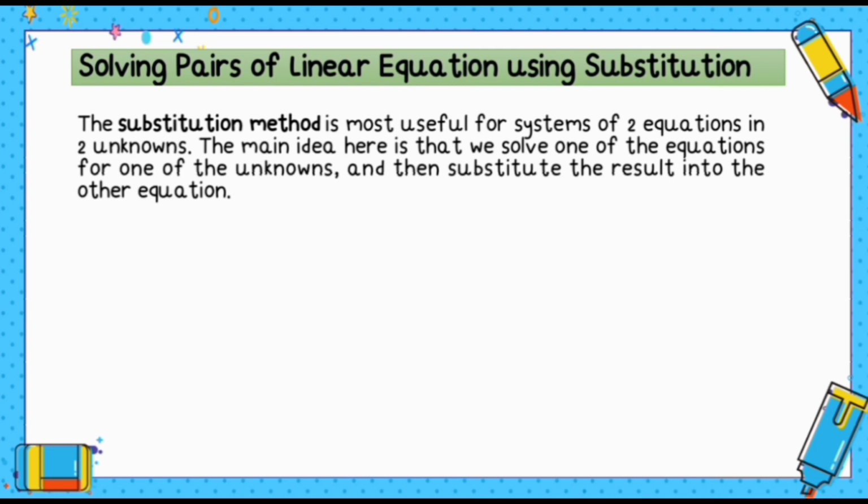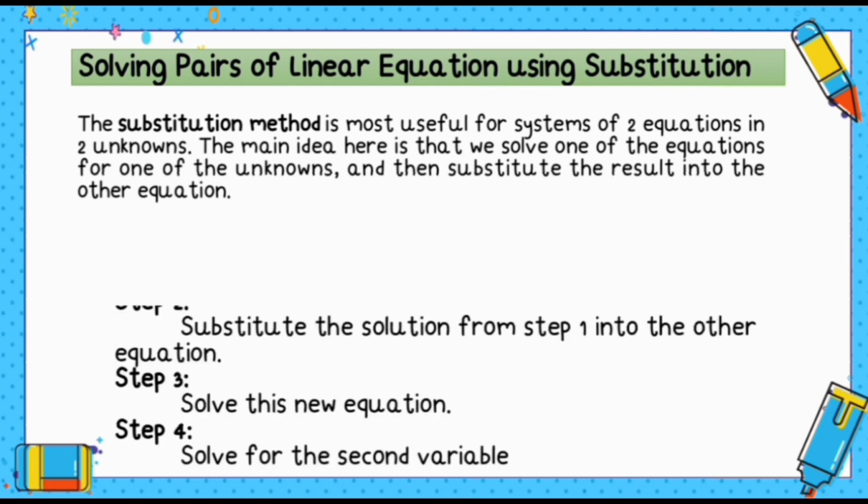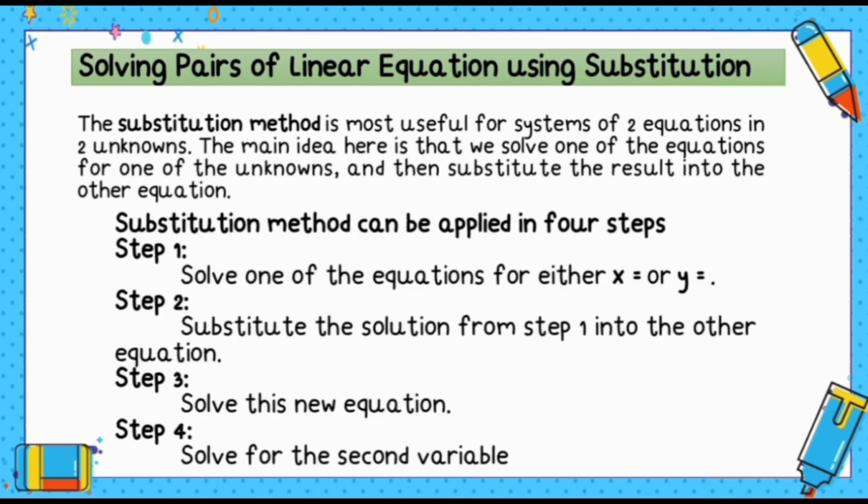The substitution method is most useful for systems of two equations in two unknowns. The main idea here is that we solve one of the equations for one of the unknowns and then substitute the result into the other equation. There are steps to be considered.